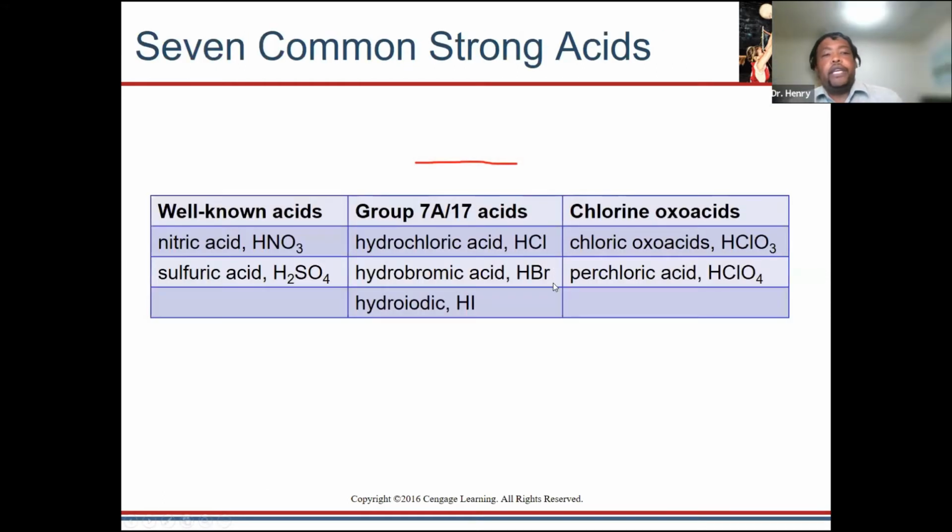Okay, so these are 7 strong acids. So nitric acid, sulfuric acid, hydrochloric acid, hydrobromic acid, hydroiodic acid, your chloric acid, and your perchloric acid are all strong acids. So typically when you have a per, it's going to be a strong acid unless it deals with a carbon. All carbons are going to be weak acids. If you have an ic at the end, it's typically a strong acid, although hydrofluoric acid is an exception to that. Okay?